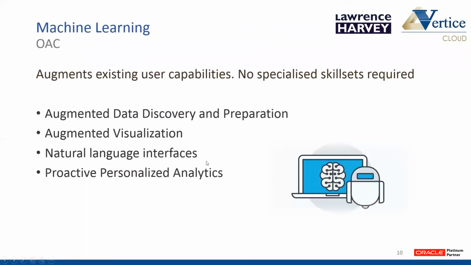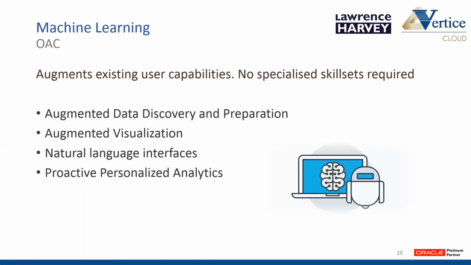The machine learning side of OAC then augments existing user capabilities and there's no specialized skill sets required. I will say you do need a little bit of knowledge of machine learning and the algorithms that are included. You'll need to know which algorithm to apply in certain use cases. So you don't need a PhD in data science to get your hands on machine learning in OAC, but you will need to know when and where to apply the algorithms that are included.